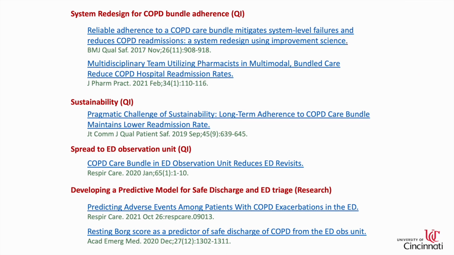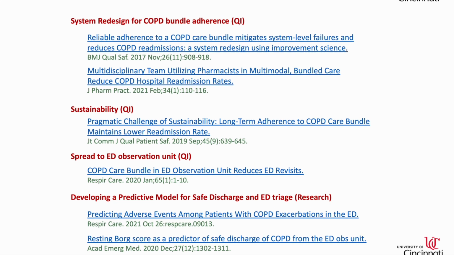Here is the list of publications that we did throughout these projects that we performed. And I want to emphasize the point that it is equally important and gratifying to publish QI work. So as an academic institute, we need to excel in both of these types of work, improvement plus research.